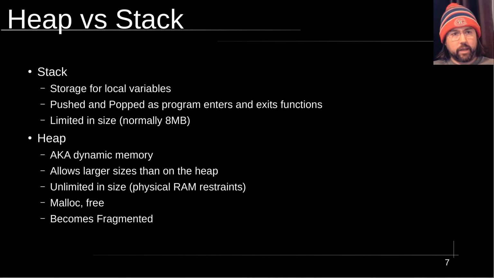The heap is unlimited in size, with the exception that you can't go over how much RAM you have on the system. So if you have 30 gigabytes of RAM on your computer, you of course can't use 33 gigabytes because, like, physical constraints, you can't beat physics. You access the heap by malloc and free.